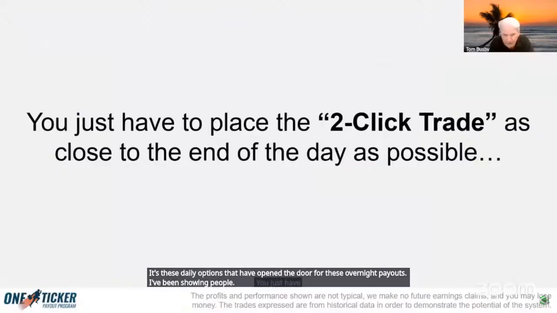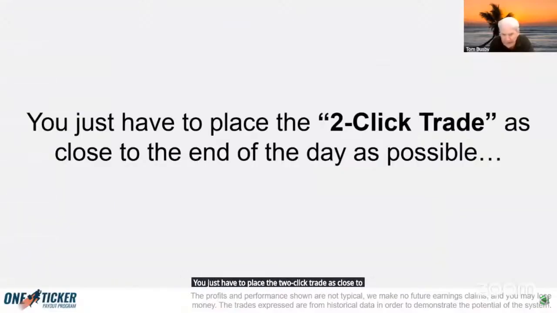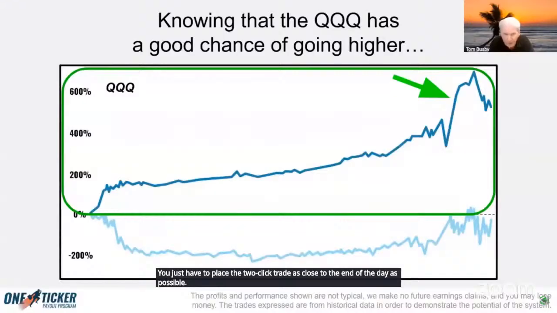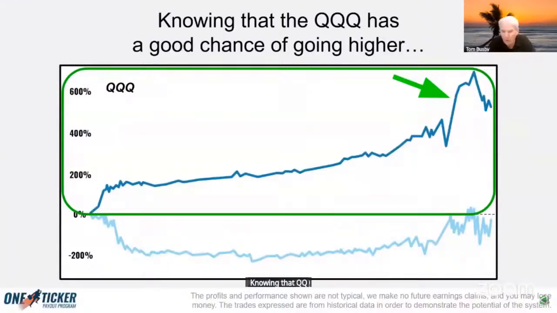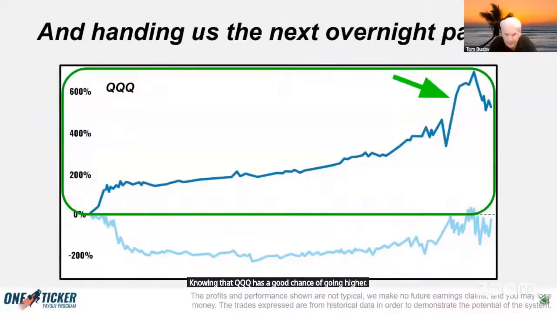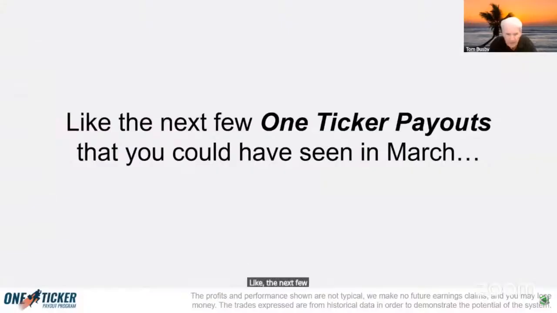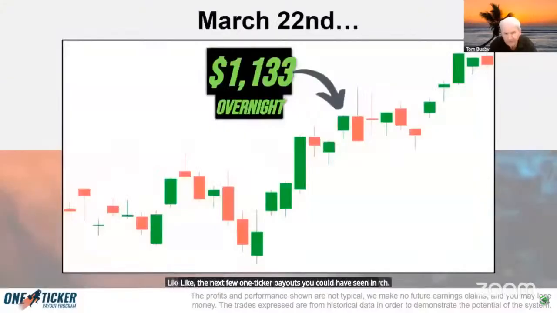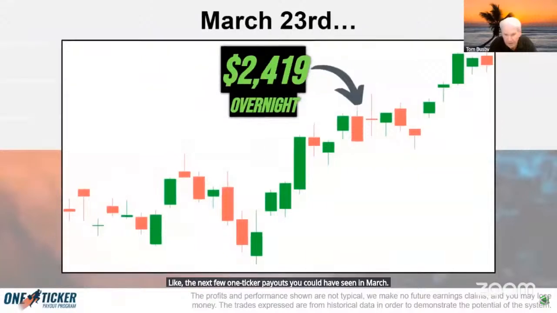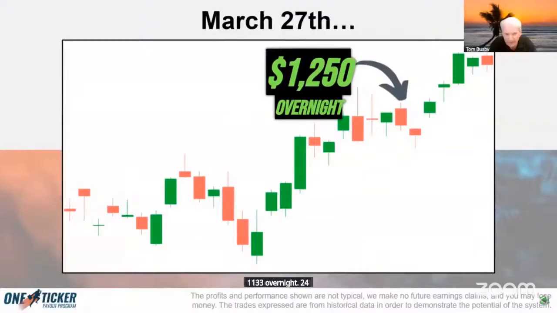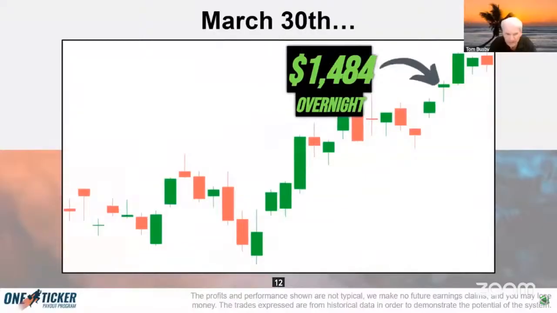It's these daily options that have opened the door for these overnight payouts I've been showing people. You just have to place the 2-click trade as close to the end of the day as possible, knowing that QQQ has a good chance of going higher and handing us the next overnight payout. Like the next few one-ticker payouts you could have seen in March, 1133 overnight, 2419 overnight, 1250 overnight, 1484 overnight. Are y'all starting to get the pattern here, folks?